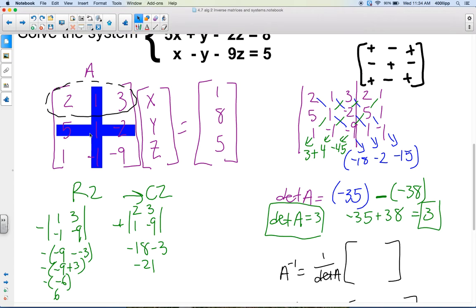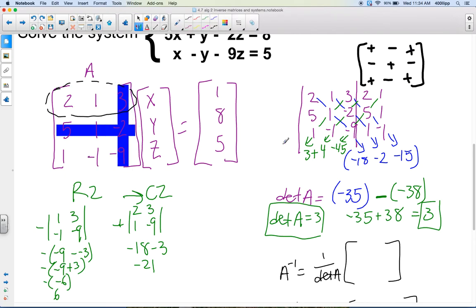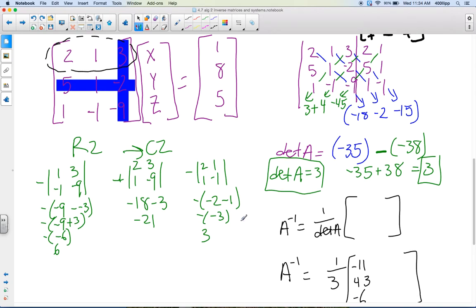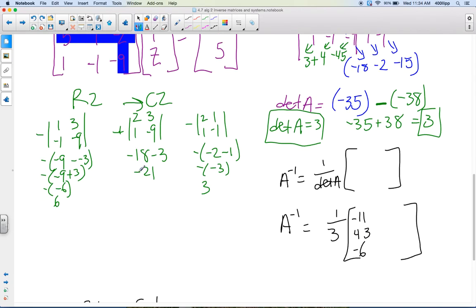And the last one here, covering up the row and column so we can see what's left. And this will be multiplied by a negative, so a negative. Writing what's left, we have a 2, 1, 1, -1. Multiplying this out, I get a -2 minus a 1. Bringing down that negative, I have a -3, which will change to a +3. Okay, so we can write these in now. So this becomes 6, -21, 3, because row 2 becomes column 2.